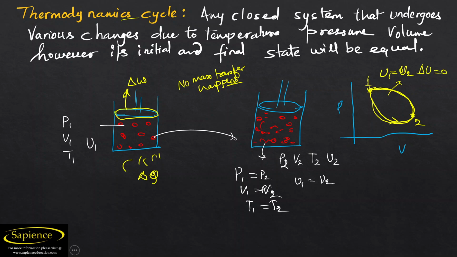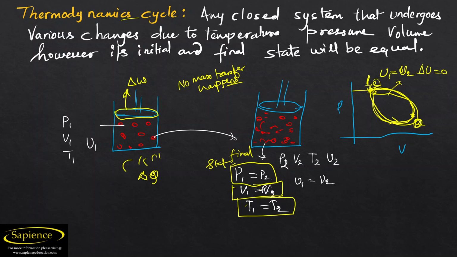Why am I telling you P1 is equal to P2? It is because it is the final state. You may take this point as O or something else. See, pressure at 1, and when it comes again to the same position, then pressure 1 is equal to pressure 2, volume V1 is equal to V2, and temperature T1 is equal to T2. And this complete cycle is known as a thermodynamic cycle.